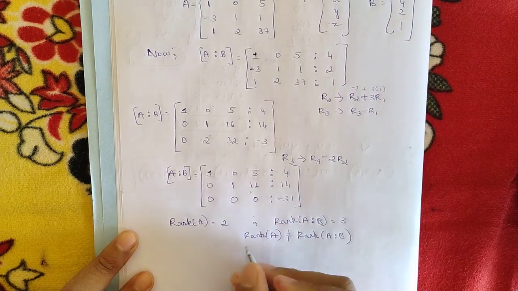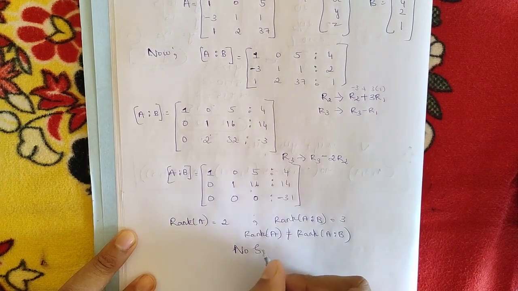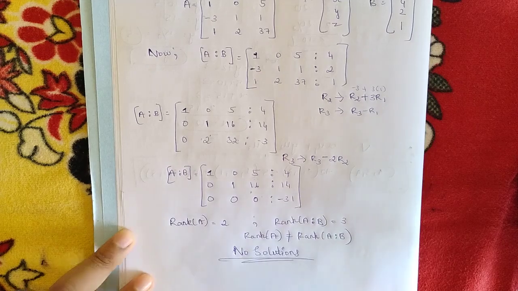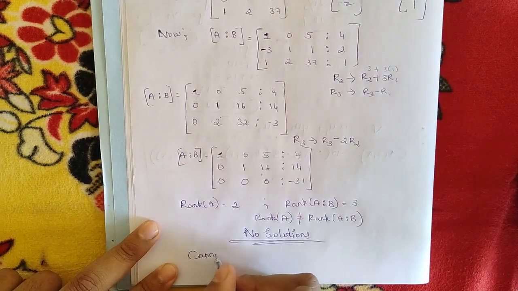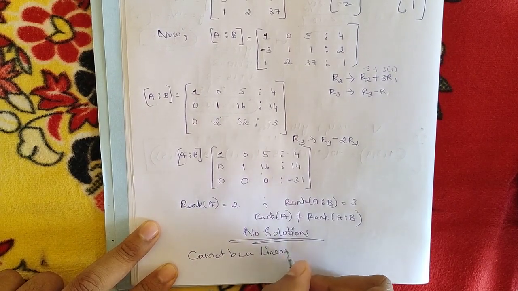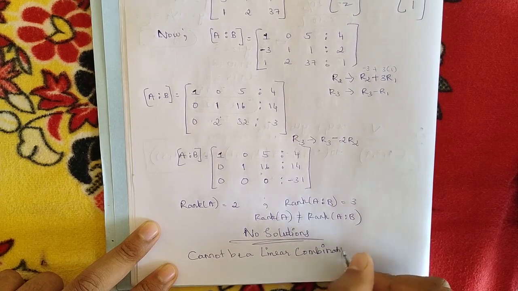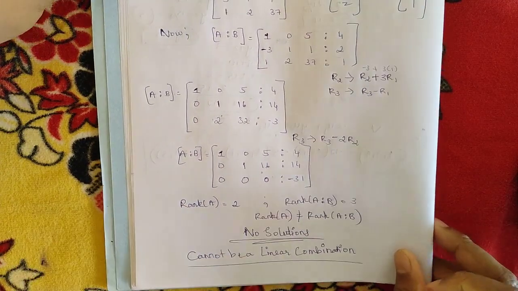Hence we can say that it is inconsistent and it consists of no solutions, right? If rank of A is not equal to rank of augmented matrix, then we have no solutions, and simply we can write that it cannot be represented as a linear combination. Since we don't have any solution, since we don't have any values of x, y, z, this is invalid. So this cannot be represented as a linear combination simply.